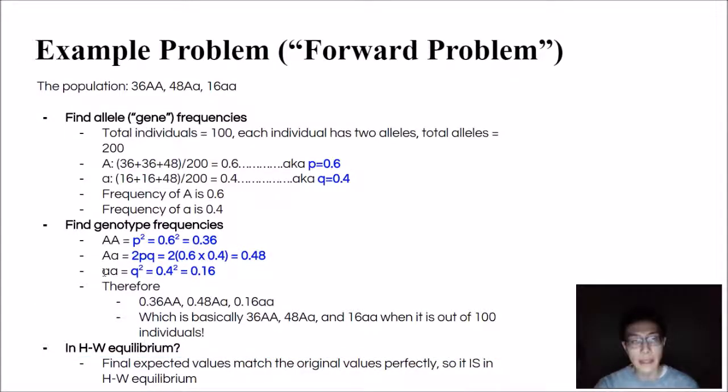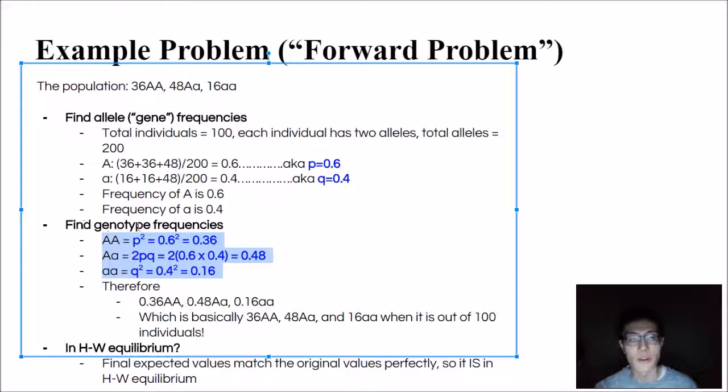Finally, you have little a little a, which of course correlates to q squared. q squared is 0.4 squared, and that's 0.16. So these over here are your genotype frequencies after Hardy-Weinberg. The question, of course, is whether you have these frequencies over here, which just so happens in this case to be the same as the original. So that means this is a situation where the final expected values match the original values perfectly, so it is in Hardy-Weinberg equilibrium.